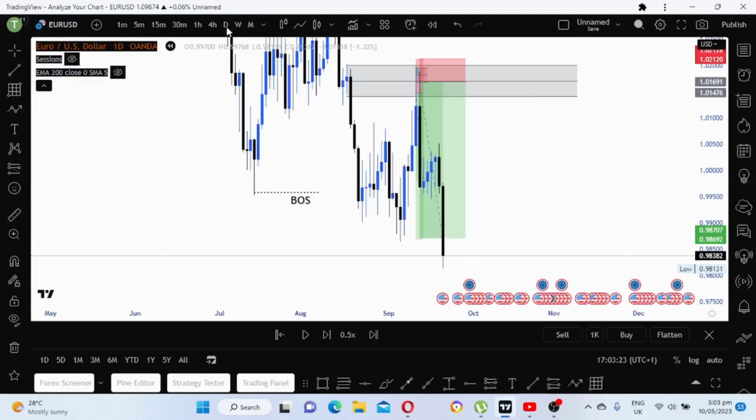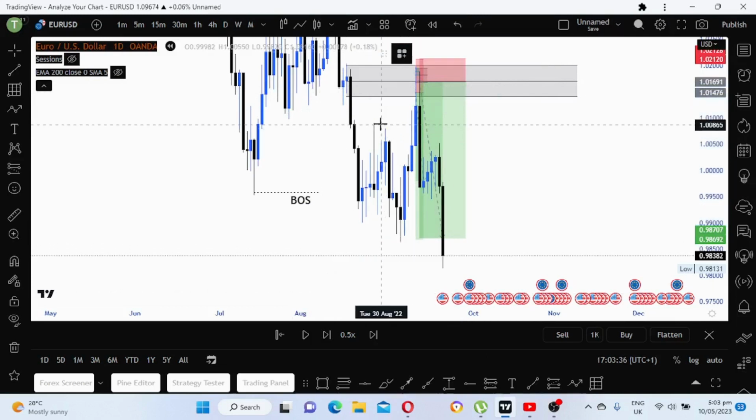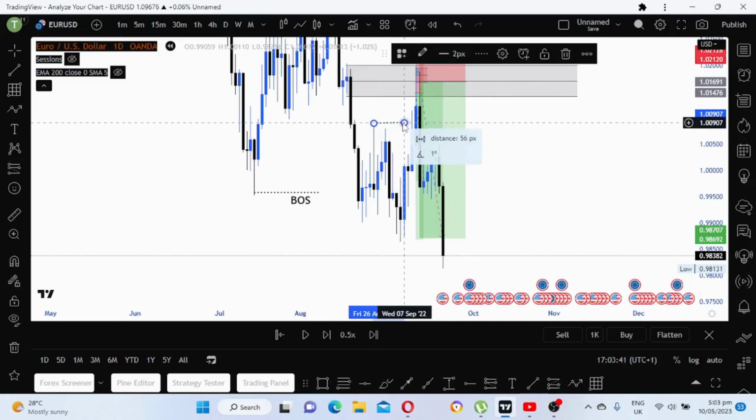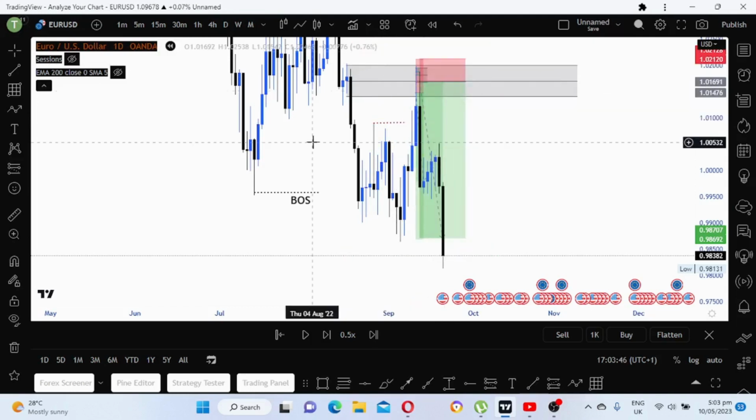Look here, guys. First, we draw the zone, and after price tapped into that zone, that is when we decided to enter aggressively, and we made our second entry on a lower time frame, guys. Two winning trades, guys.